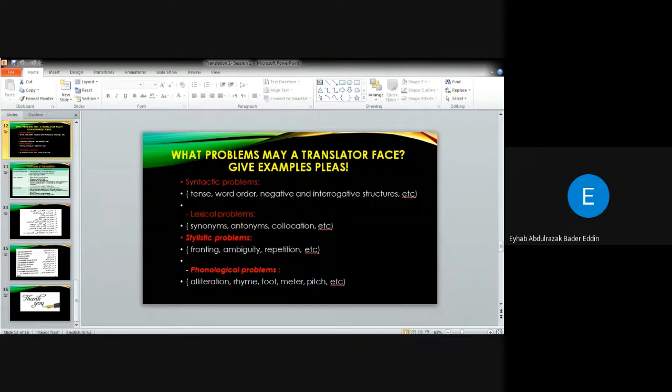We have the negative and we have the interrogative structures. Interrogative structures means questions, right? We have lexical problems, synonyms, antonyms, and collocations. We also have stylistic problems, which has to do with fronting.